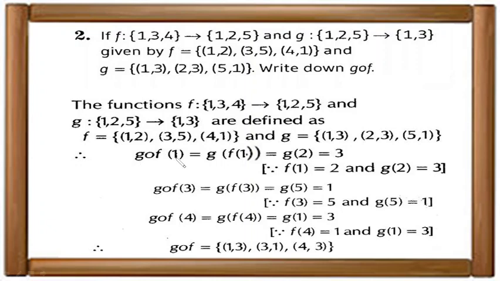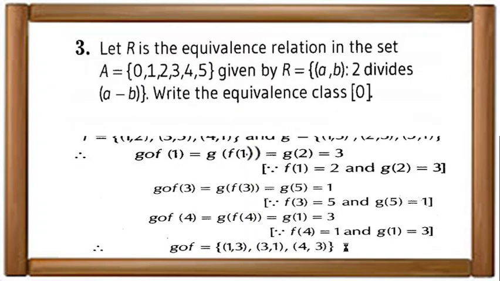So gof of 1, first of all, is g of f(1). What is the answer for f(1)? f(1) is 2. So it means g of 2. Now what is g of 2? g of 2 is 3. So the final answer for gof of 1 is 3. In the same way you can calculate for gof of 3 and gof of 4 as well and give the final answer.